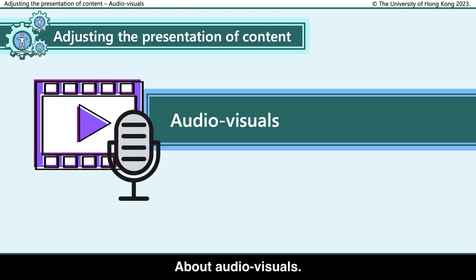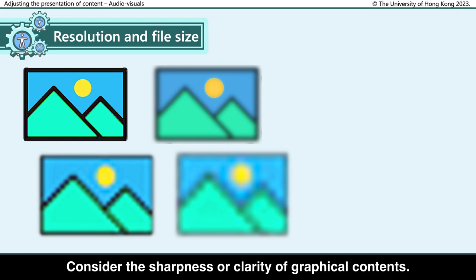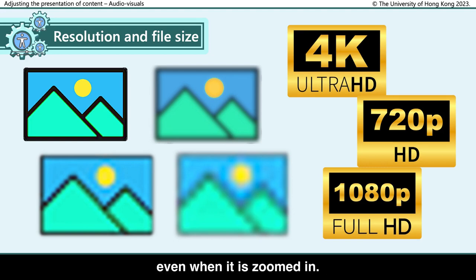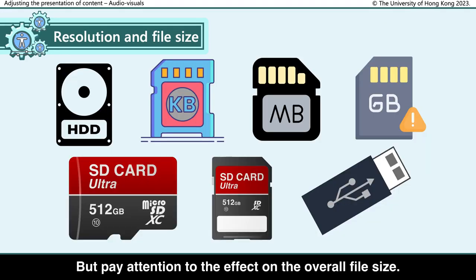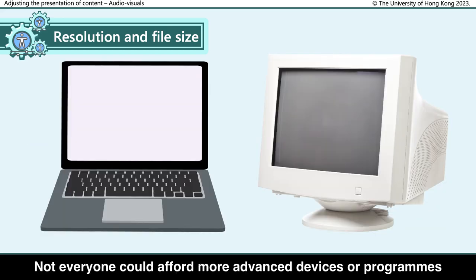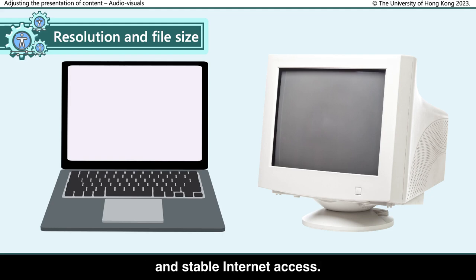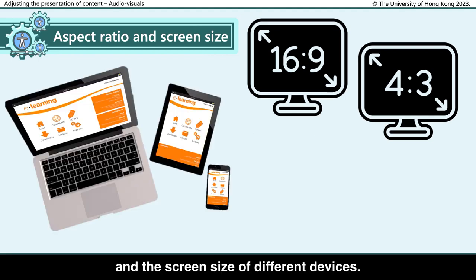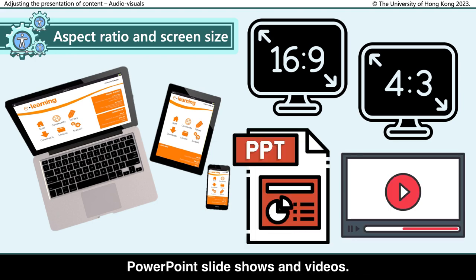About audio visuals. Consider the sharpness or clarity of graphical contents. The resolution should be sufficient for clear reading, even when it is zoomed in. But pay attention to the effect on the overall file size. If the file size is too large, it may require higher bandwidth of internet connection for downloading. Not everyone could afford more advanced devices or programs and stable internet access. Also consider the potential compatibility of different aspect ratios of multimedia and the screen size of different devices. Common examples of relevant multimedia are PowerPoint slideshows and videos.